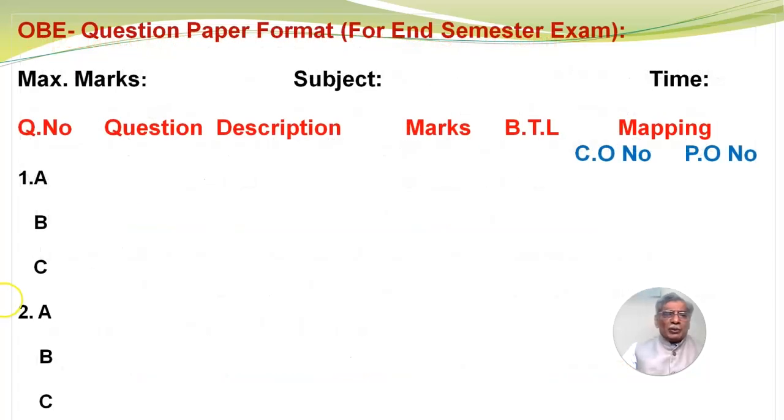Now, I am going to explain the OBE question paper format for the end semester examination. Maximum marks, subject, then time, question number, question description, marks, BTL. BTL means Bloom's taxonomy level, then mapping, CO number and PO number.